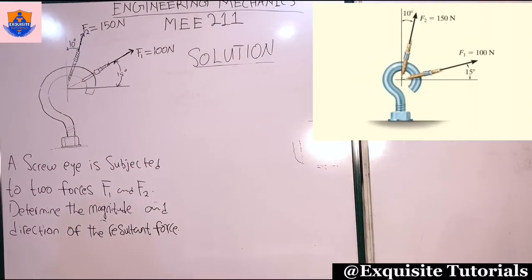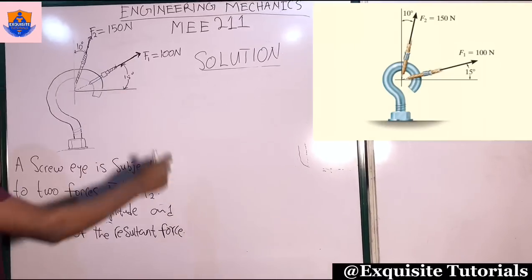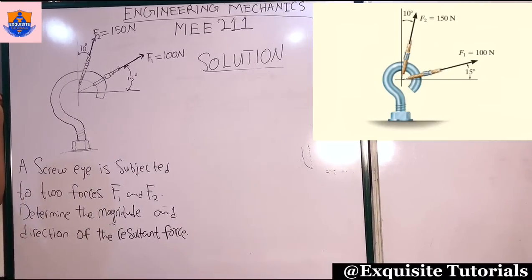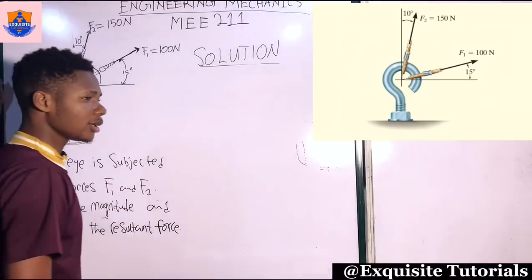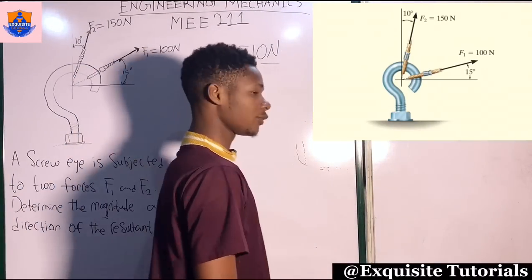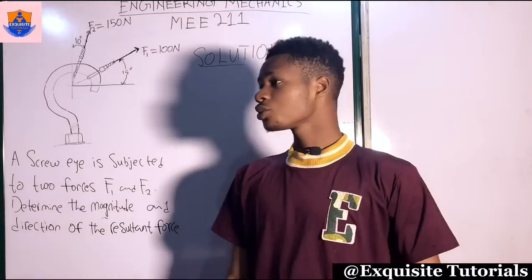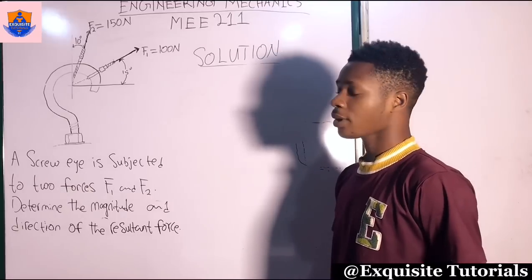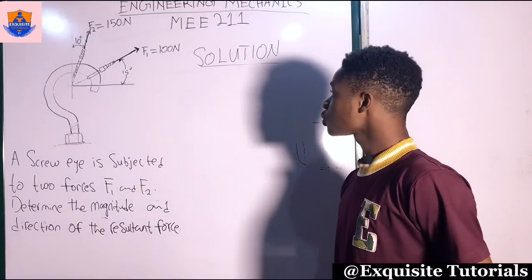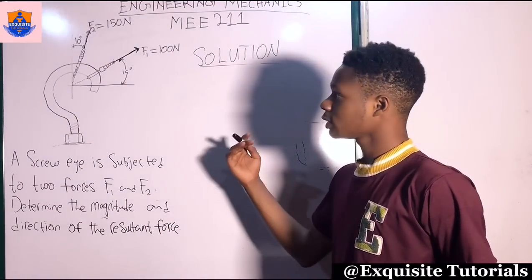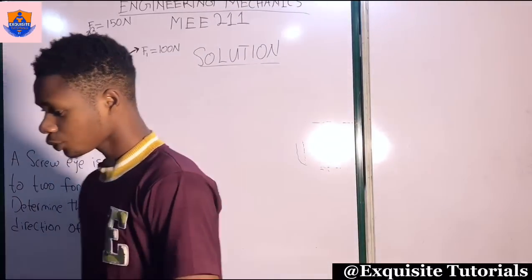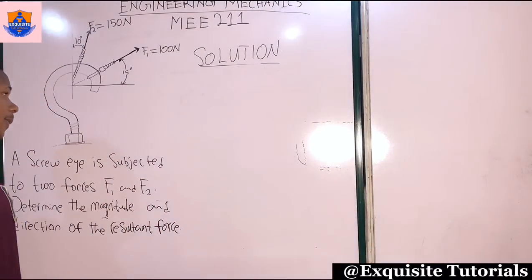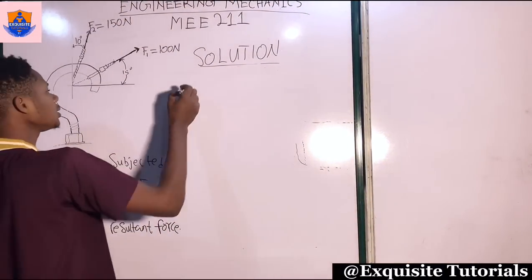The problem says a screw is subjected to two forces, F1 and F2, this F1, this F2, and we are asked to determine the magnitude and direction of the resultant force. To get the magnitude and direction of the resultant force, we can solve it in two ways. First, we are going to make use of the parallelogram law, and we could also solve it by resolving both forces into their x and y components, and then use Pythagoras theorem to finish up. I'll be calling this method one.